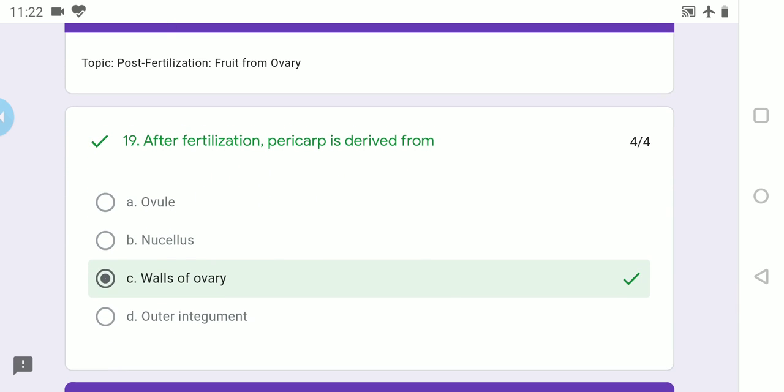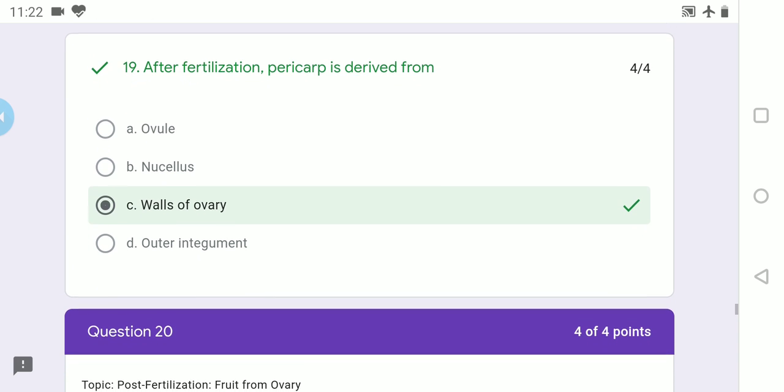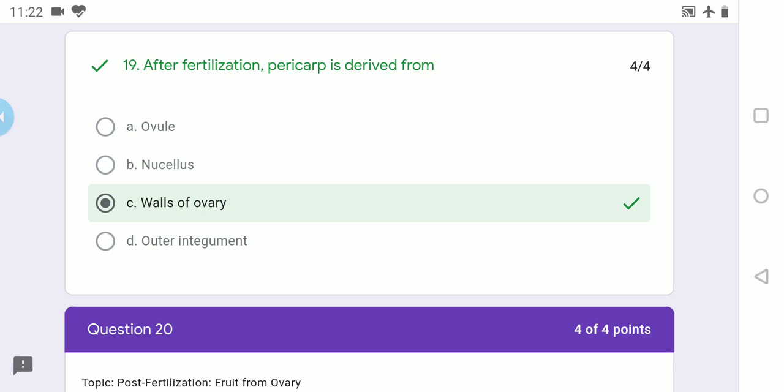The next question is related to the topic post-fertilization fruit and ovary. After fertilization, pericarp is derived from the walls of the ovary. You know very well, while we were discussing the fruit, that the fruit is a post-fertilization product of the ovary, or the fruit is a ripened ovary. The ovary wall develops into the fruit wall called pericarp, which consists of three layers: outer epicarp, middle mesocarp, and inner endocarp. So after fertilization, pericarp is derived from the walls of the ovary. Okay? Yes.